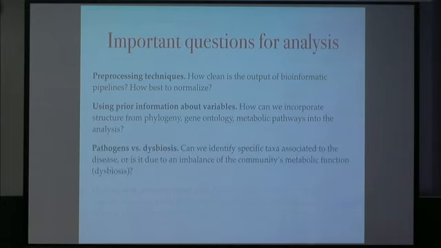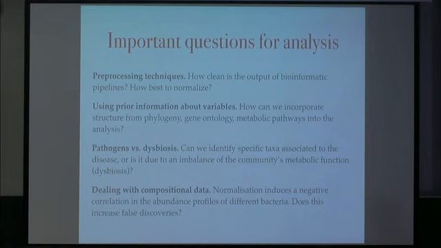Another interesting question, which is more of a scientific question, is what is a better model for a disease? Should we be trying to identify pathogens, so specific taxa that may be associated to a disease state, or is the disease more due to an imbalance of the whole community, or some sort of impairment of the metabolic function of the community? Again, in some cases one theory may be more appropriate, and in other cases another theory may be more appropriate, and these hypotheses require different models, different analysis methods.